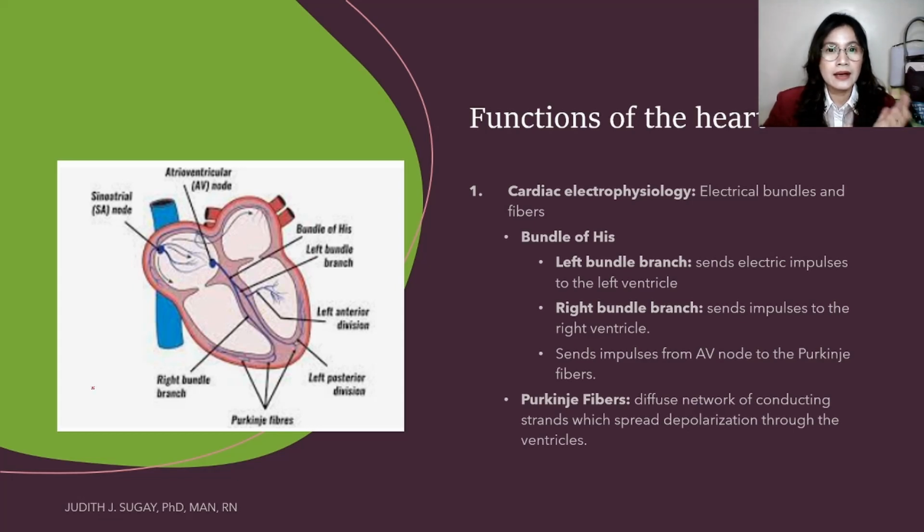We also have the one that sends impulses from the AV node to the Purkinje fibers as well. The Purkinje fibers are in charge of a diffuse network of conducting strands which spread the polarization through the ventricles.